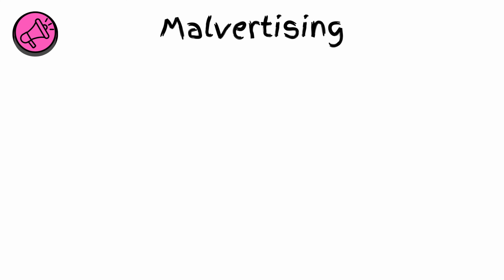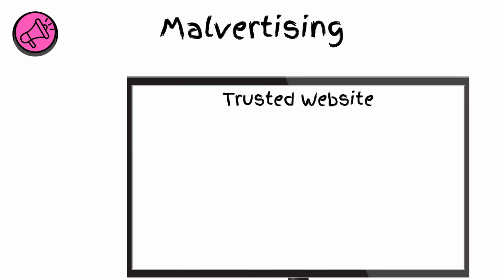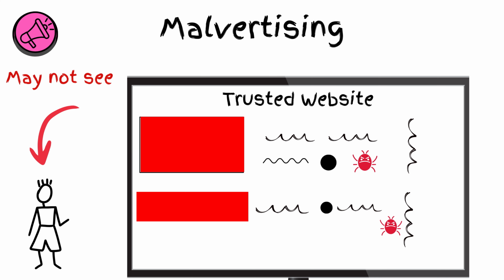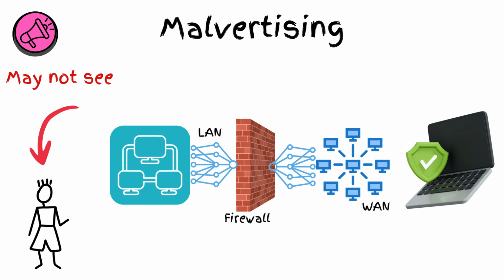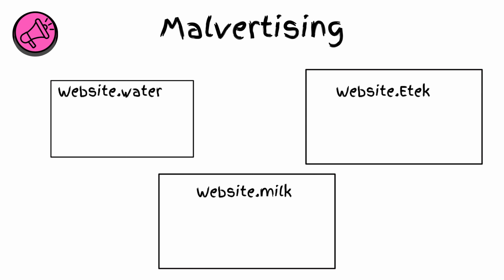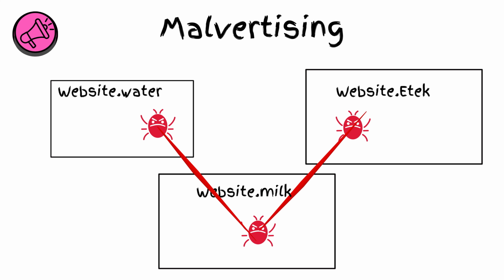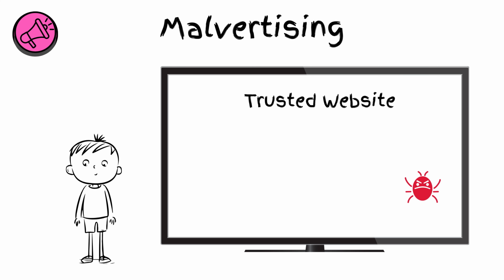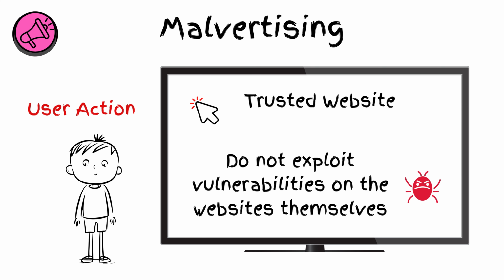Malvertising is a tactic that uses ads on trusted websites to distribute malware. This method targets web users who may not see the ads due to firewalls or other safety measures. These malicious ads can spread widely across legitimate sites without compromising them directly. The notable aspect of malvertising infections is that they do not require users to take any action, such as clicking, to compromise their computers, and they do not exploit vulnerabilities on the websites themselves.